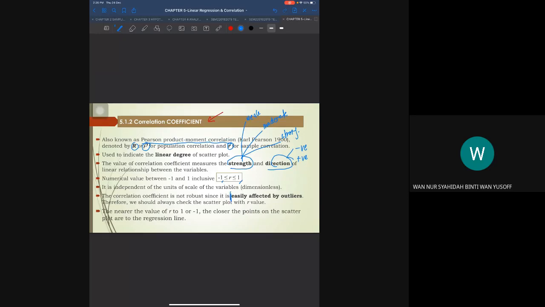So why does it happen? Why is it easily affected by the outlier? Anyone? Why is it affected by the outlier?